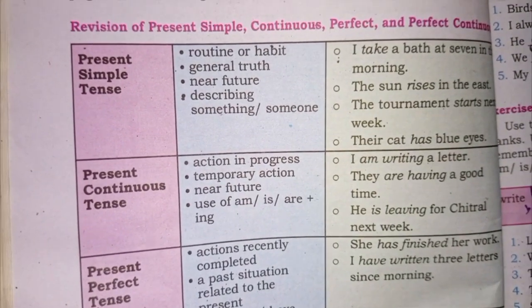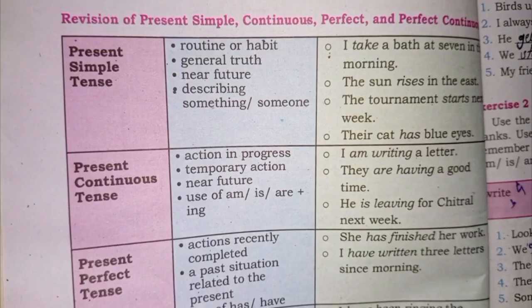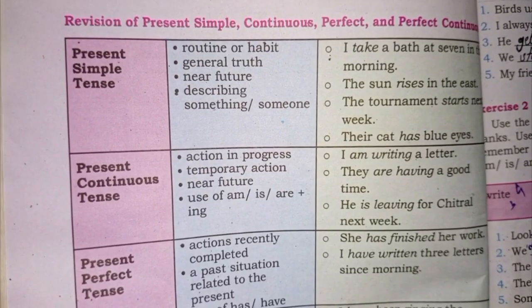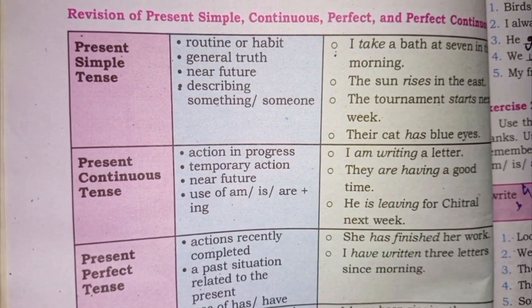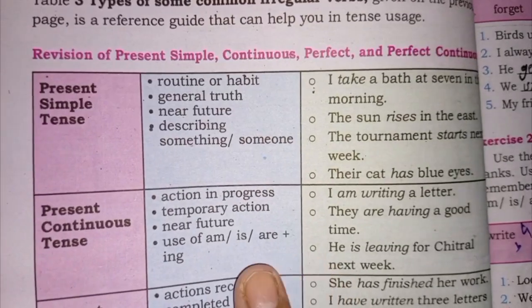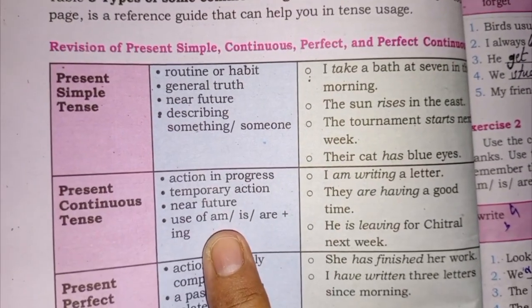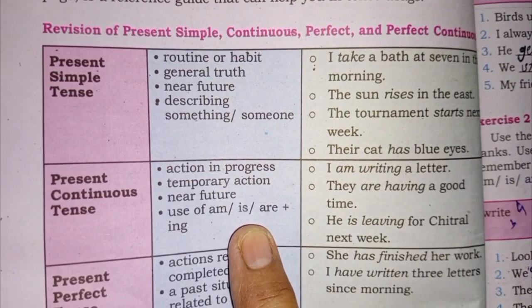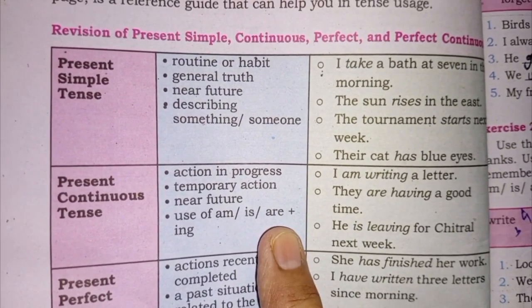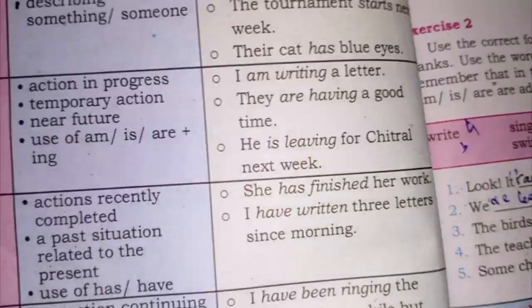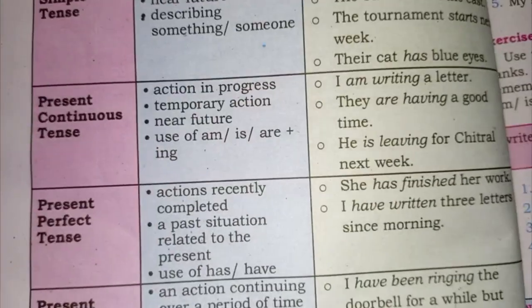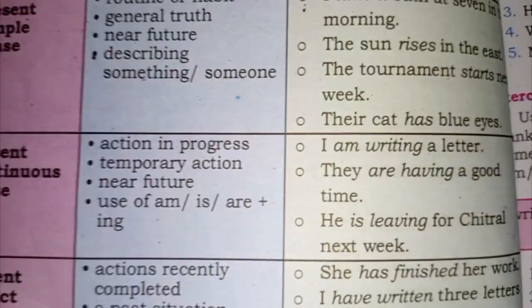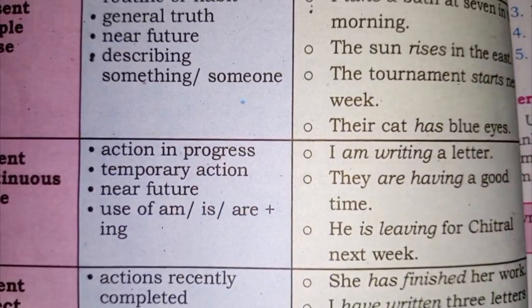Use of am, is, are. In present continuous tense you will always use the helping verbs am, is, are. So keep one thing in mind: am is always used with I, first person, is is always used with third person, he, she, it, and are is always used with the plural form like we, they, you, these, those, or plural names.